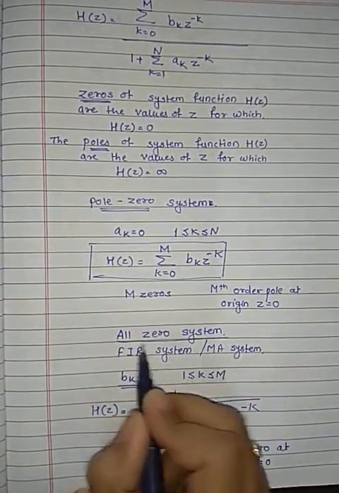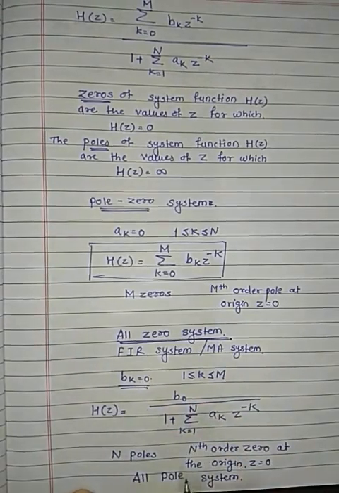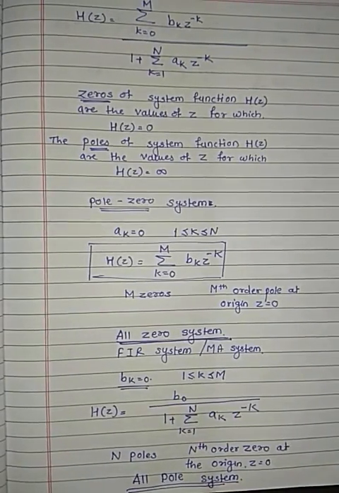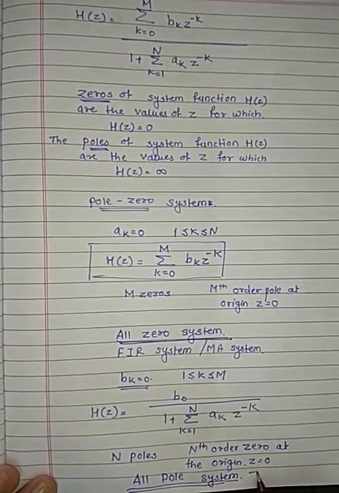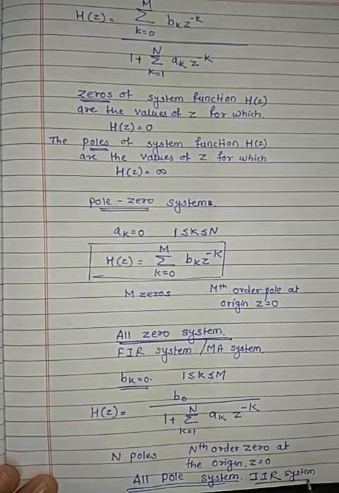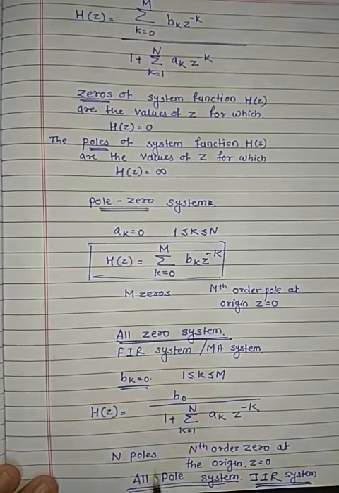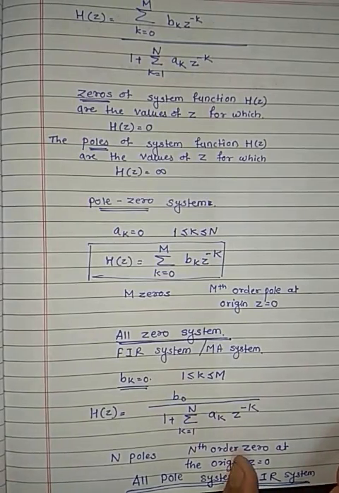So here, when a_k is equal to 0, the system is called the all zero system, and when b_k is equal to 0, the system is called the all pole system. Due to the presence of poles, the impulse response of such a system is infinite in duration, so it is an IIR system, also known as the infinite impulse response system. The all zero system is a finite impulse response system, while the all pole system is the infinite impulse response system. So these are the poles and zeros of a system function.